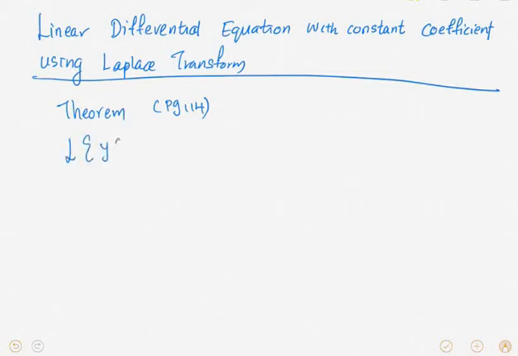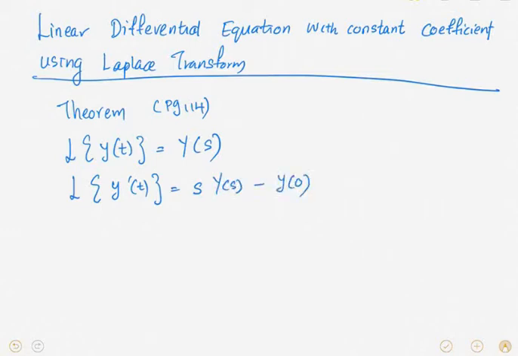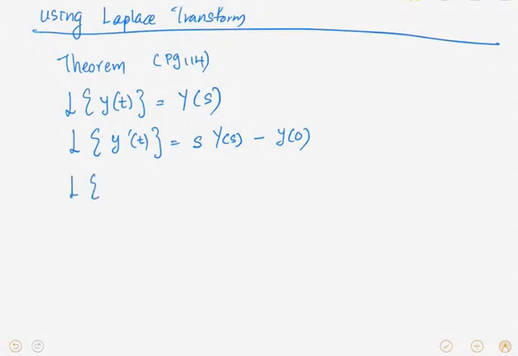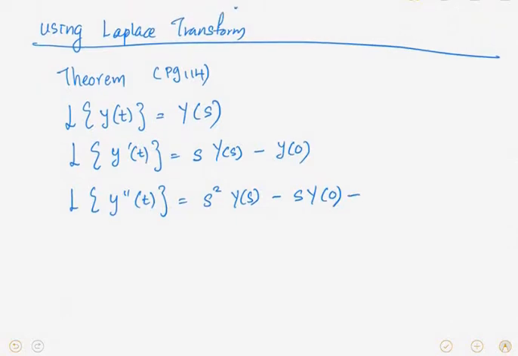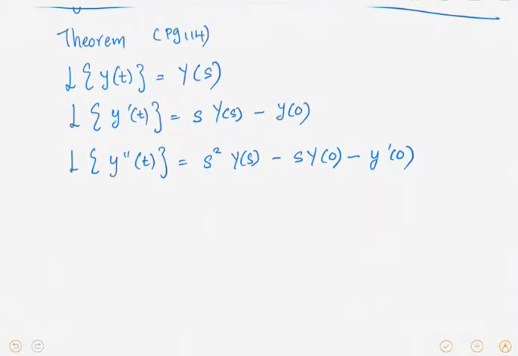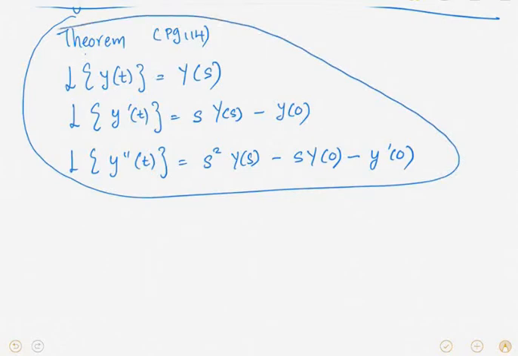The Laplace transform of y(t) is equal to Y(s). The Laplace transform of y prime(t) is equal to sY(s) minus y(0). And the Laplace transform of y double prime(t) is equal to s squared Y(s) minus s y(0) minus y prime(0). So these are the theorems that you must remember.